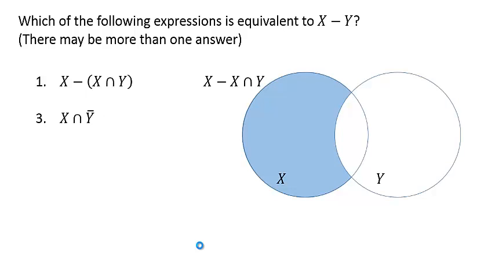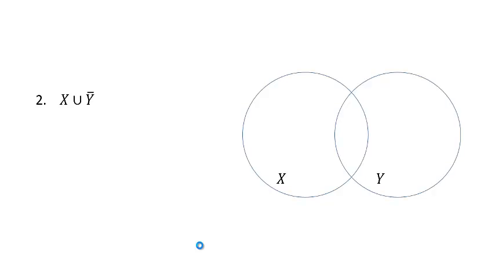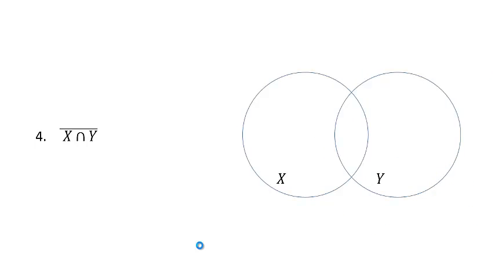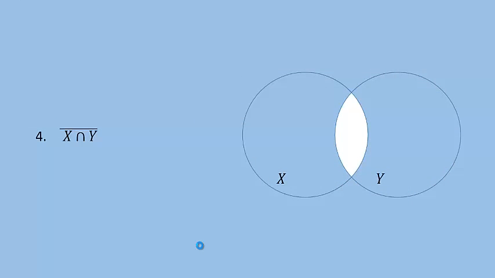Let's have a look at the areas given by the other two statements. The set x union y complement contains all of the x values, as well as any values from the universal set that are not in y. The complement of the intersection of x and y is a set of all values that are not in the intersection.